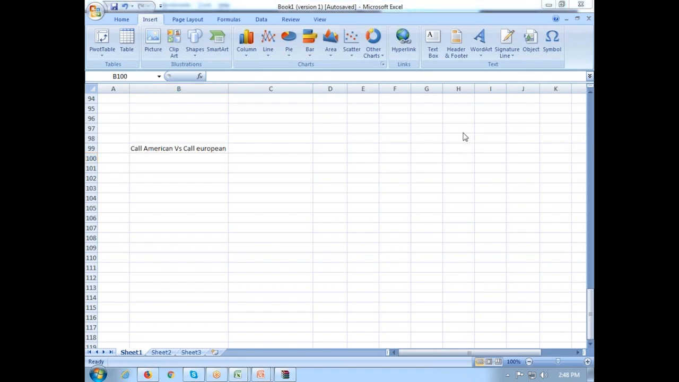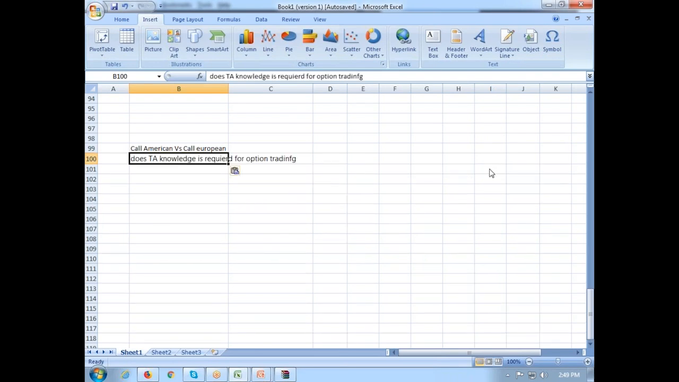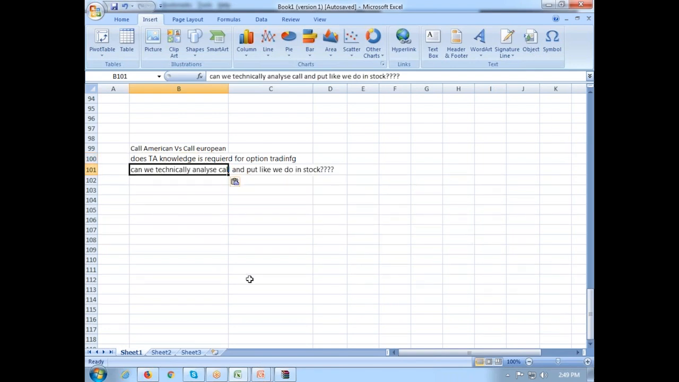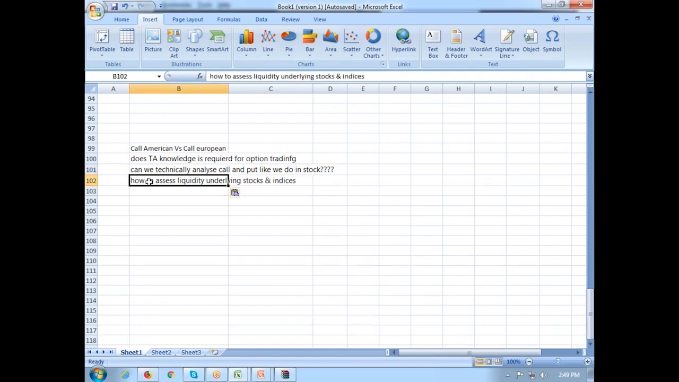The strike prices. Sir, please type in the chat box. Typing in the chat box is much easier for me so that everybody can see your question. Does technical analysis knowledge required for option trading? Another question: can we technically analyze call and put like we do in stock? How to assess liquidity? Elaborate spot price and strike price.